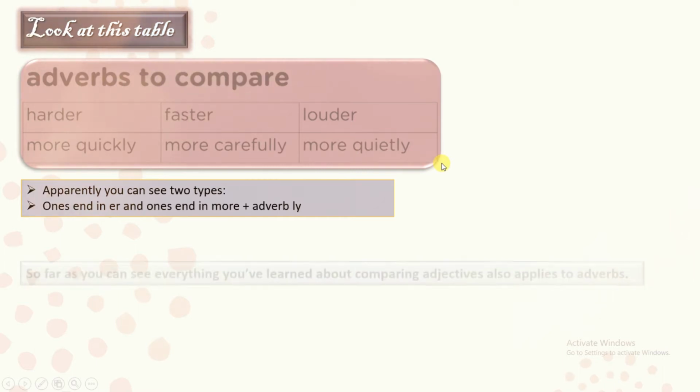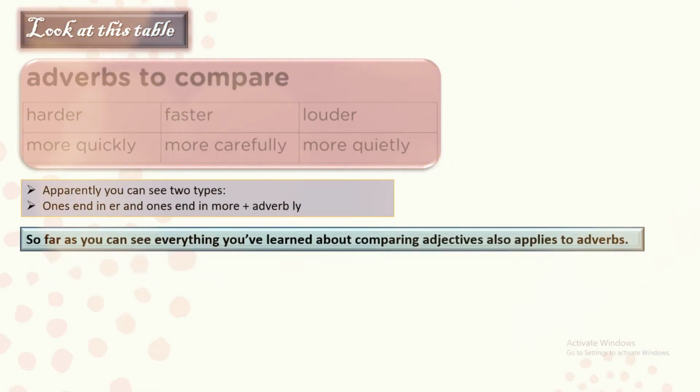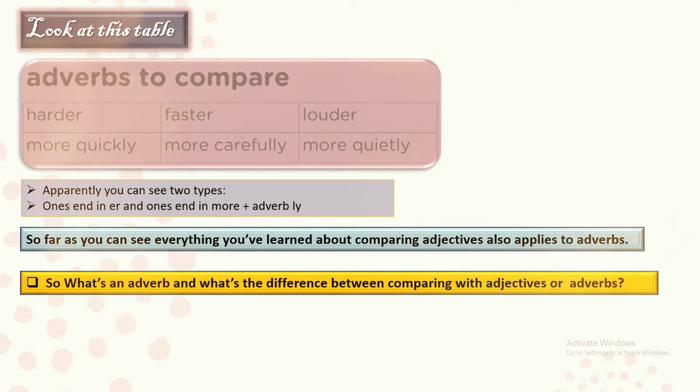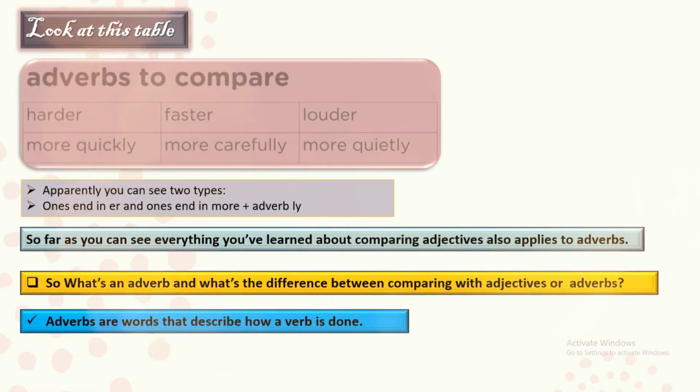So what's the difference? So far, as you can see, everything you've learned about comparing adjectives also applies to comparing adverbs. So what's the difference? What's an adverb, and what's the difference between comparing with adjectives or with adverbs? Adverbs are words that describe how a verb is done. So the adverb adds more information about the verb.